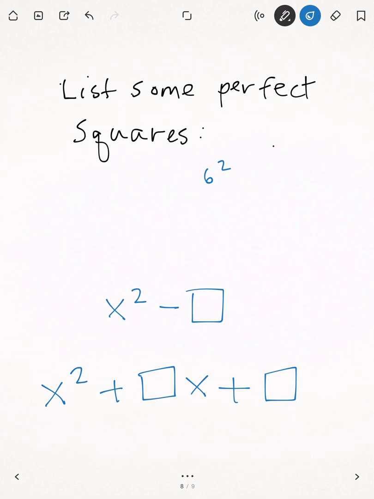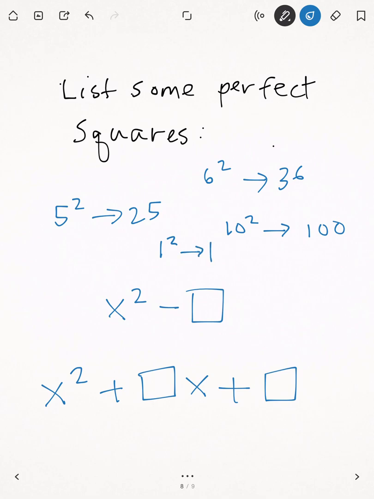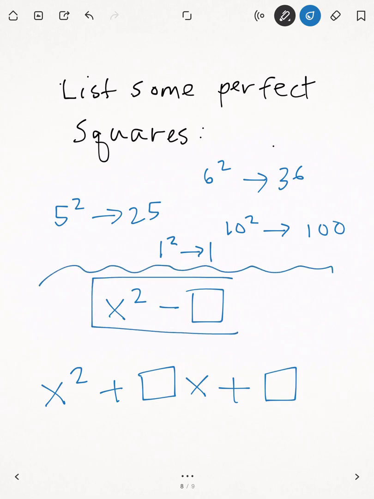6 squared, 6 is my favorite number, 6 squared, 36. What about 5 squared? 25. What about 10 squared? 100. And what about this interesting thing, 1 squared? Well, that's just 1. Those are the things we're going to keep in mind as we go forward and factor polynomials that seem to have a missing term.